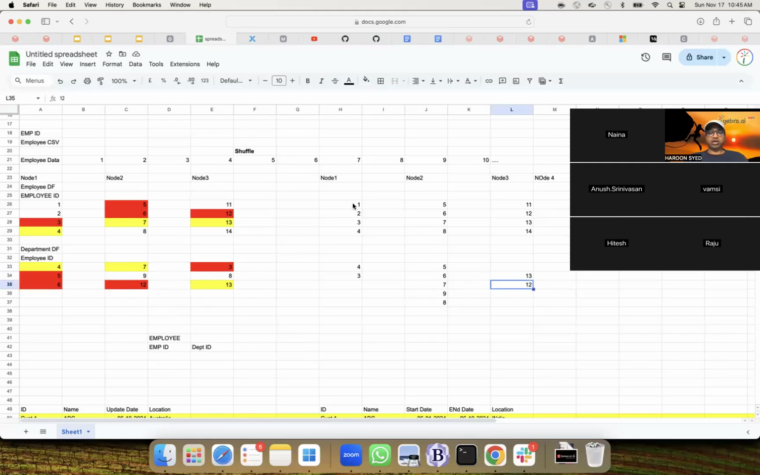So now, within node 1, it can join. So you will get these 2 records. Within node 2, you can join. You will get these 4 records. Within node 3, it can join 12 and 13. So it gets simplified so that the join is simpler. So this is the shuffling that happens when you do a join.